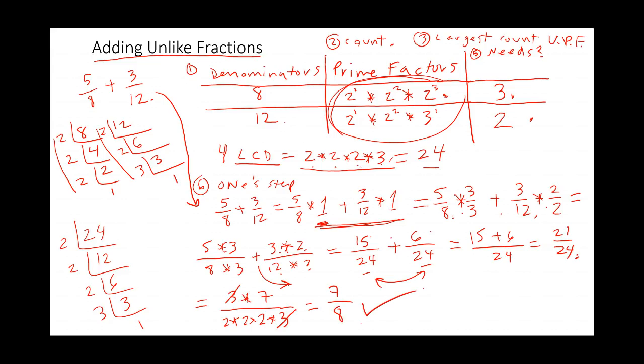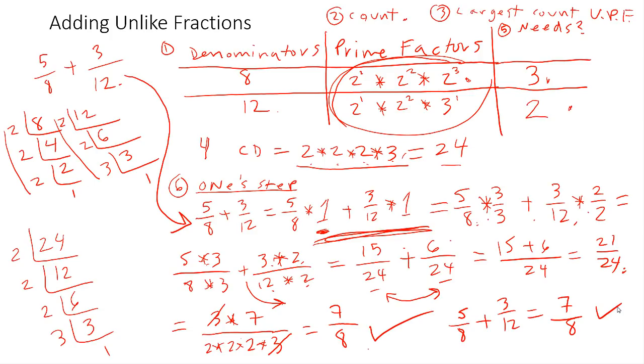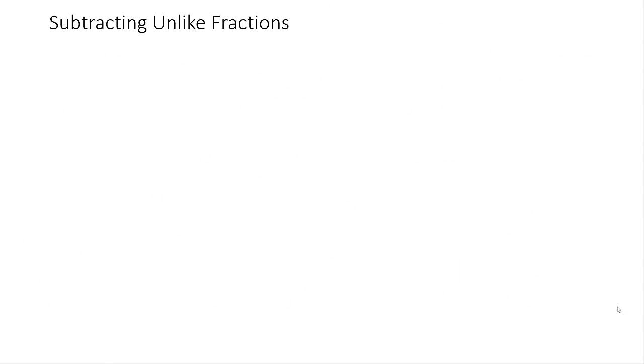There is the answer. So if we write it out, 5/8 plus 3/12 equals 7/8, that is a true statement. All right, that's how to add unlike fractions. Let's go see how to subtract unlike fractions. Next slide. Now I'm going to put on a little music here and do this one to music.